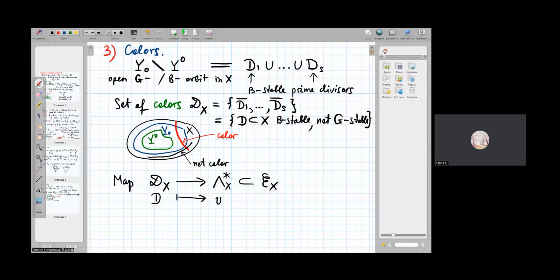You take the valuation corresponding to D, and you take the respective linear function on the weight lattice given by restricting this valuation to B semi-invariant functions. This notation was already used for G-invariant valuations, but now we use it for valuations corresponding to colors. But this map need not be injective. It may be not injective in general.